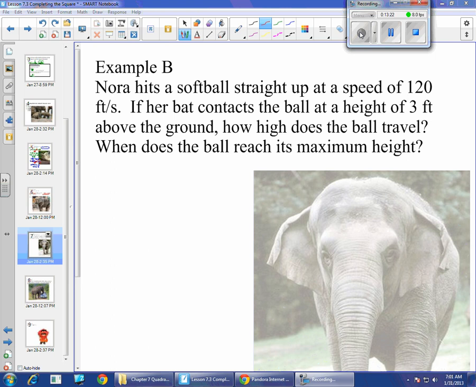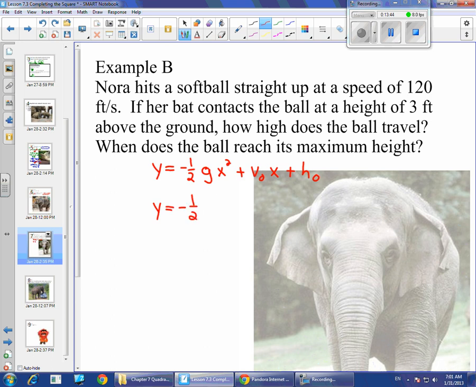Okay, so all I'm going to do is take that formula, negative 1/2 g x squared plus v sub 0 times x plus h sub 0. Plug in my values. So I'm going to have y equals negative 1/2. Now I'm using feet here, so I'm going to use the value of 32 for gravity. Well, negative 1/2 times 32 is negative 16. So I'll put that in, plus my initial velocity, which is 120, plus my initial height of 3.